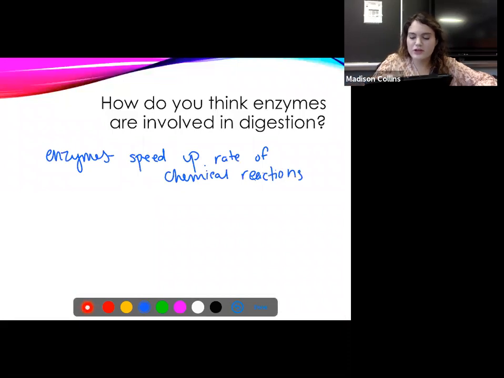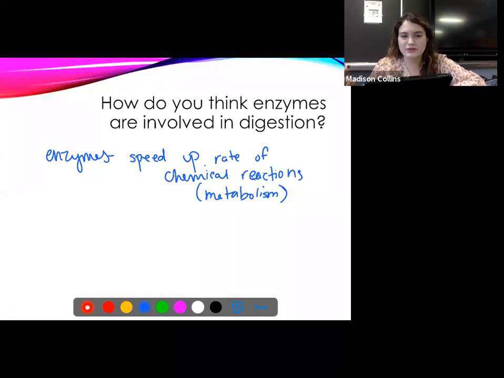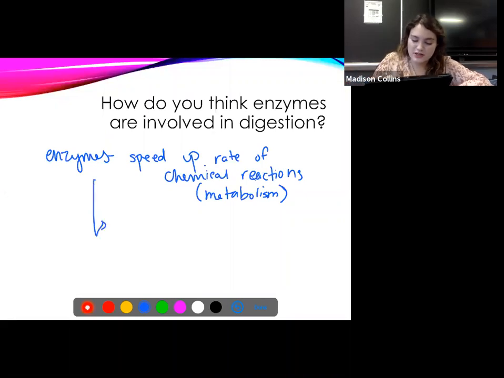Remember that we had a fancy word for the sum of all chemical reactions. It started with an M. It's called metabolism, right? So how are enzymes involved in this? Well, they're directly involved in your metabolism. They're going to actively speed up the rate of those chemical reactions, which in turn speed up the rate of digestion. So enzymes are really in charge of chemical digestion.